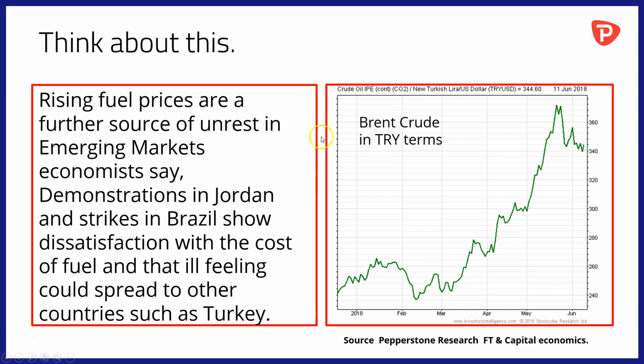And indeed, a chart here shows us the relative price of IPE crude oil, or Brent crude oil, in Turkish lira terms, and you can see the dramatic rise in the cost of a barrel of oil in Turkish lira terms since the middle of March, and obviously that will be closely reflected in fuel prices within Turkey. Emerging markets are something of a powder keg at the moment. What we wouldn't want to see particularly is another sharp spike in crude oil prices. That could really drive social unrest there.